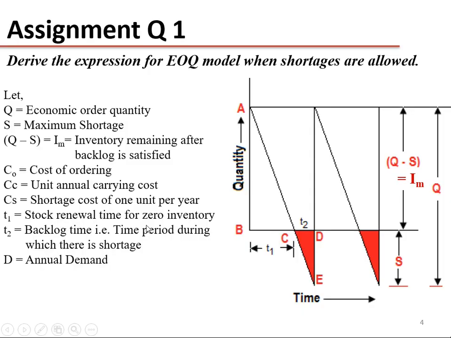Okay, now we can see that up to this point, your consumption is going on and you have inventory in hand. But after this period, there is no quantity in hand; the number of units in hand is zero. That means you are short of units.